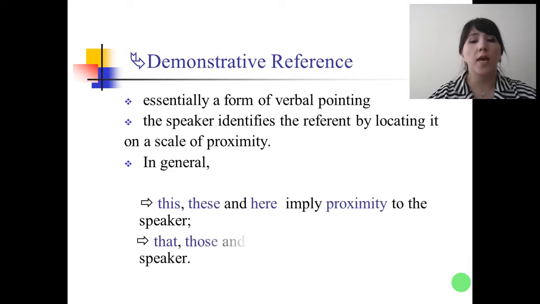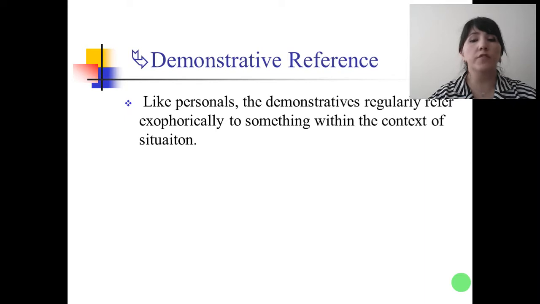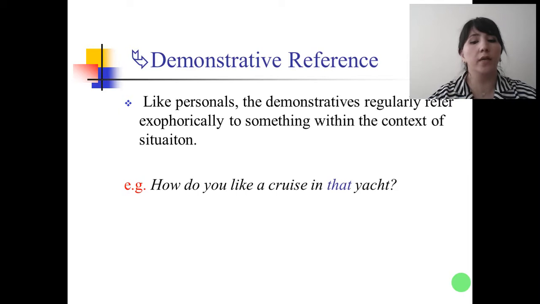Demonstrative reference is essentially a form of verbal pointing. The speaker identifies the referent by locating it on a scale of proximity. In general, this, these, and here imply proximity to the speaker. That, those, and there imply distance from the speaker. Demonstrative reference, like personals, the demonstratives regularly refer exophorically to something within the context of situation. How do you like a cruise in that yacht? Pick this up.